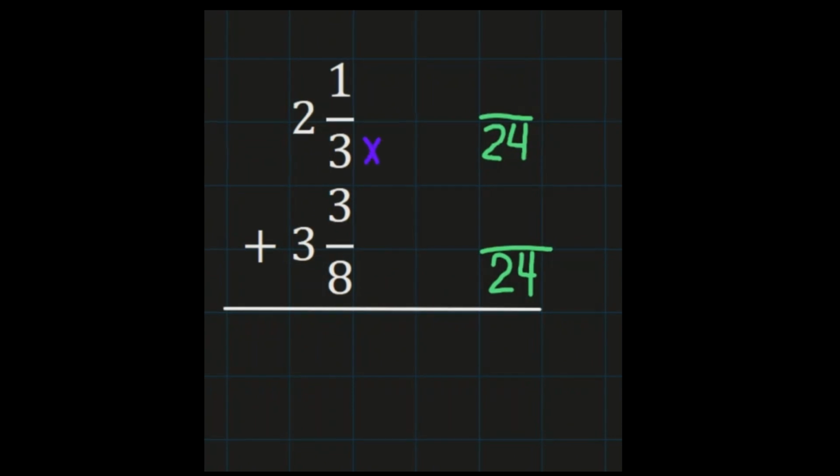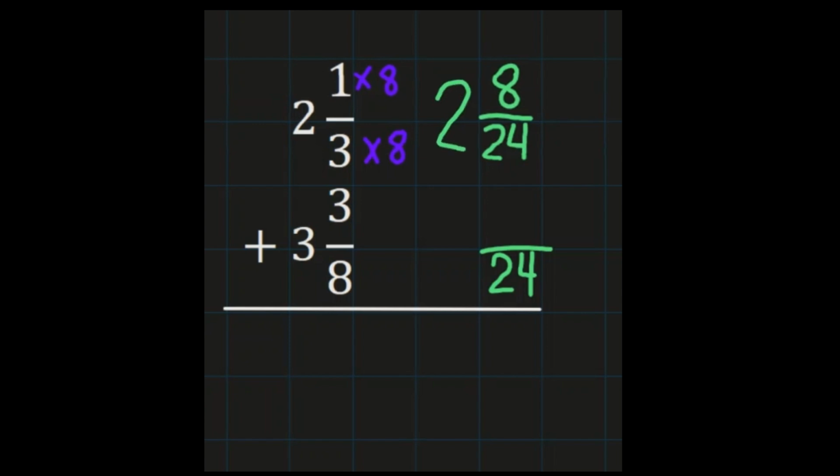So looking at the 3, I multiplied 3 by 8 to get to 24. And because I need an equivalent fraction, I need to multiply the numerator by the same thing. So I'm going to multiply the numerator by 8. And 1 times 8 is 8. And then I also have that whole number 2 there, so I'm going to bring it over just to make sure that I don't forget about it.